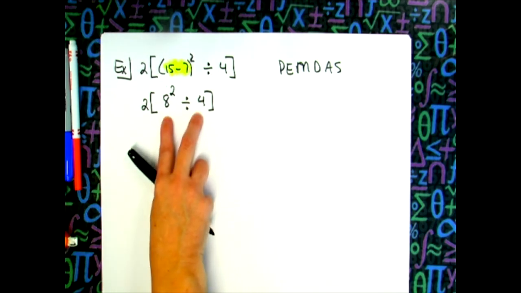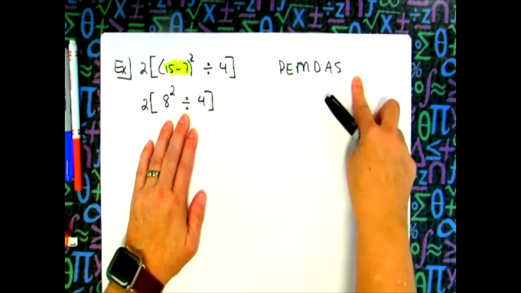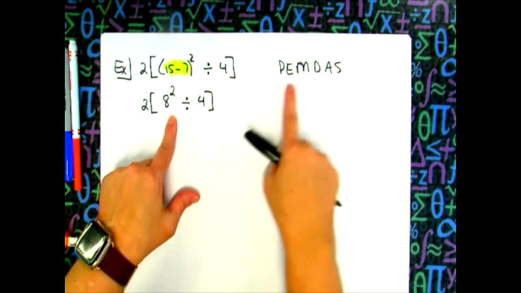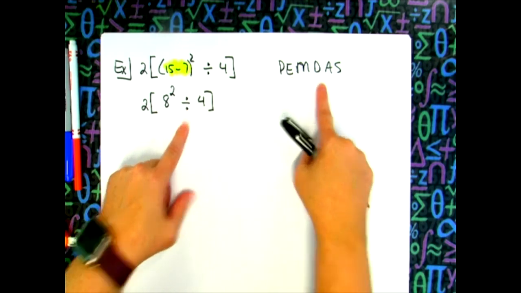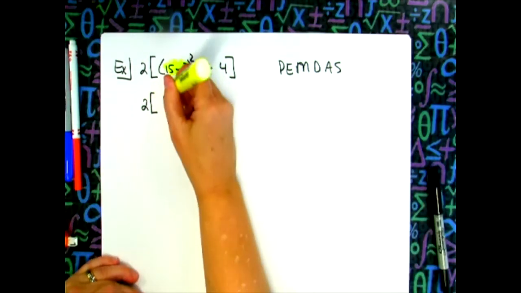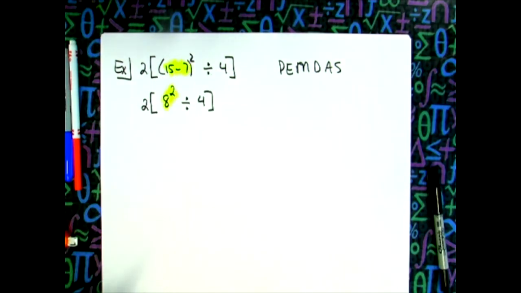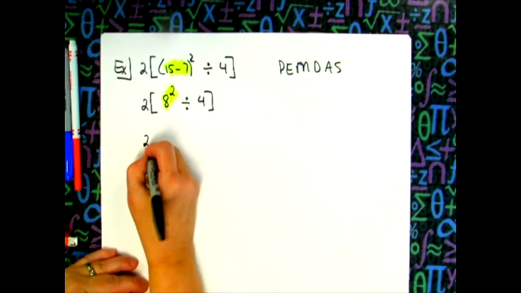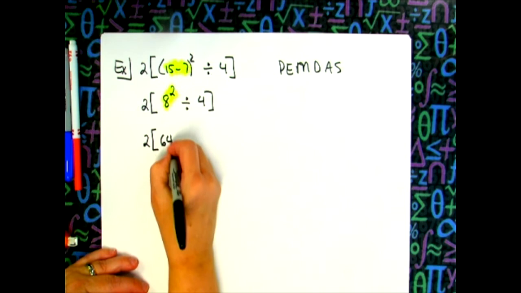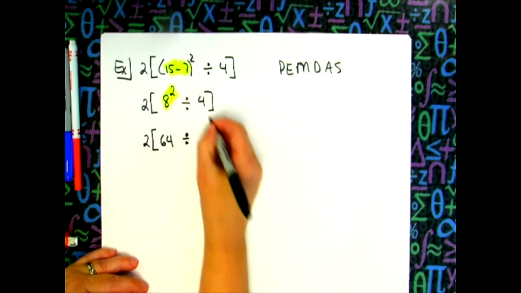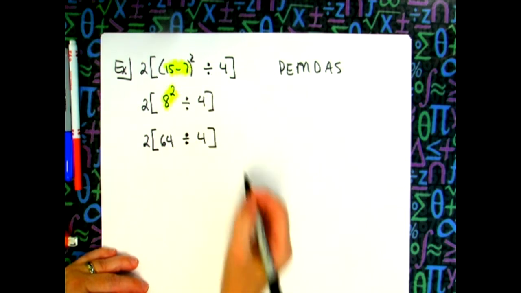Now, inside that set of parentheses, I still have to follow this. So inside here, I have to do the exponents before I divide. So then the next thing I'm going to focus on is 8. 8 squared, 64. So I'm going to keep my 2. I'm going to keep the square bracket. I'm going to change this to a 64. I'm going to keep my divide by sign. I'm going to bring down the 4 and the square brackets.